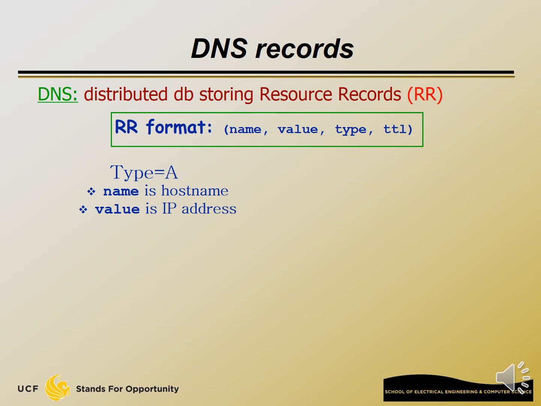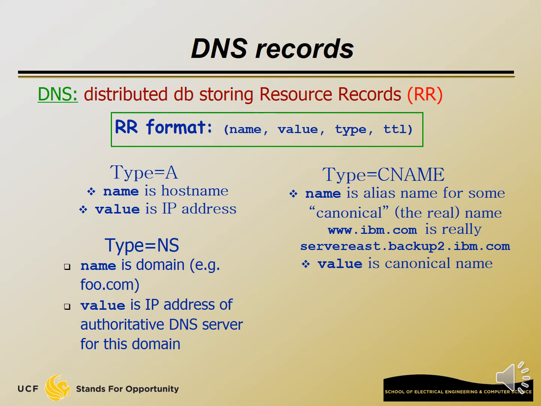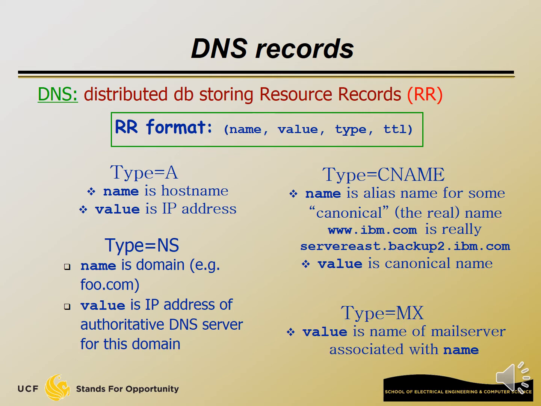DNS records are a distributed database storing resource records: name, value, type, time to live. For type A, the name is the host name and the value is the IP address. For type NS, the name is the domain and the value is the host name of the authoritative DNS server for this domain. Type CNAME: the name is an alias for some canonical name, so ibm.com is really servereast.backup2.ibm.com, and the value is the canonical name. Type MX: the value is the name of the mail server.